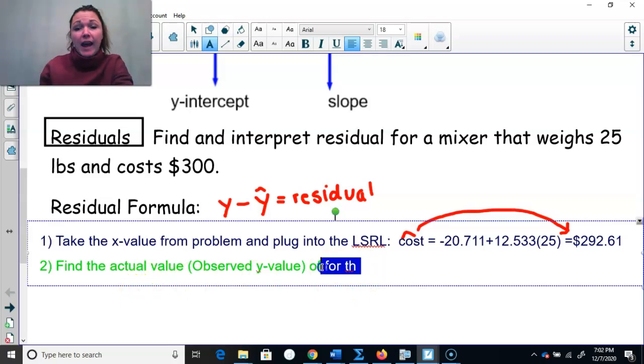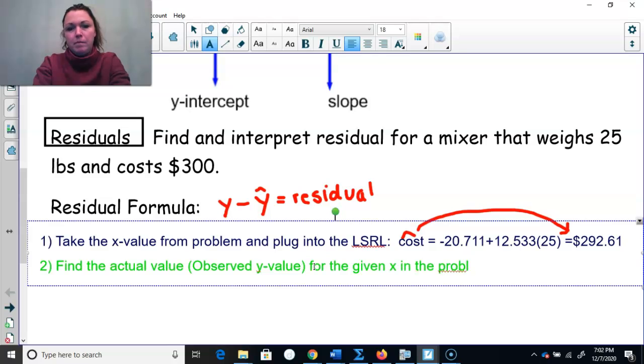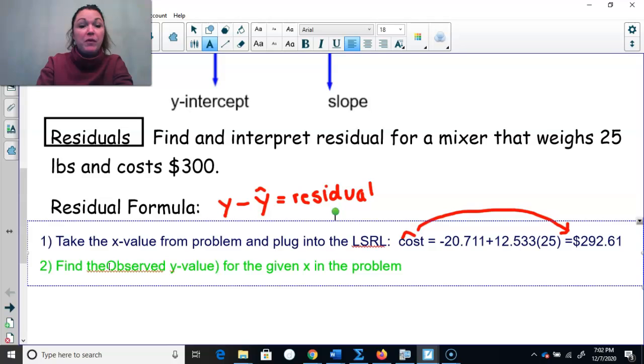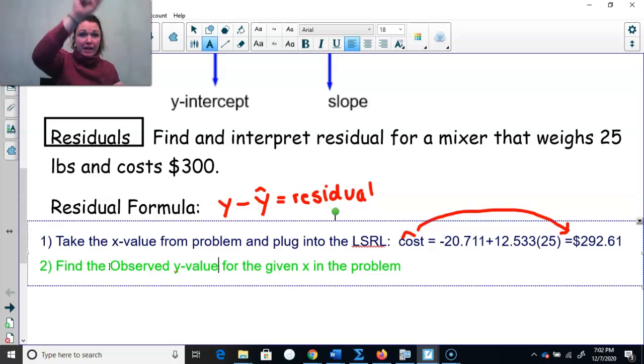Okay, step two, we're going to find the actual y value, which is called the observed y, for the given x in the problem. Let's just go ahead and instead of saying actual value, we'll find the observed y value for the given x in the problem. Now, to be really clear, sometimes they give you that observed y value in the problem. And sometimes they give you a table, and I'll show you that in another problem. We have to go back to the table and find that given x and what was the actual observed y value. So this is what actually happened, okay?